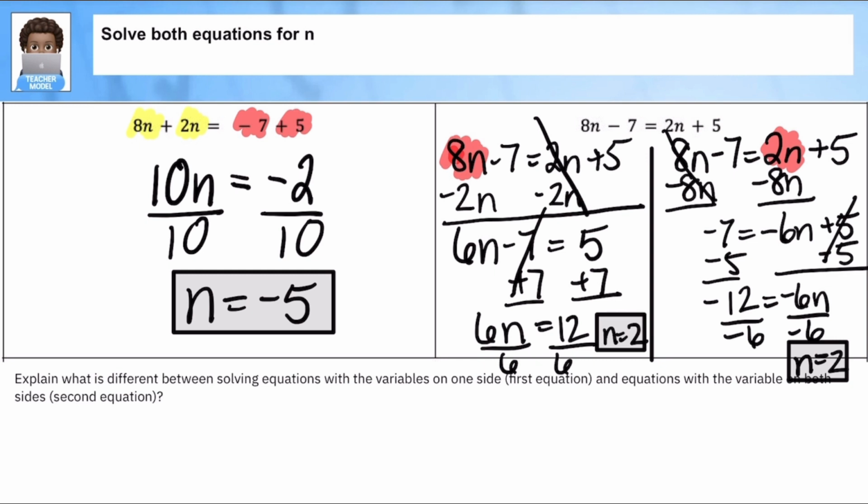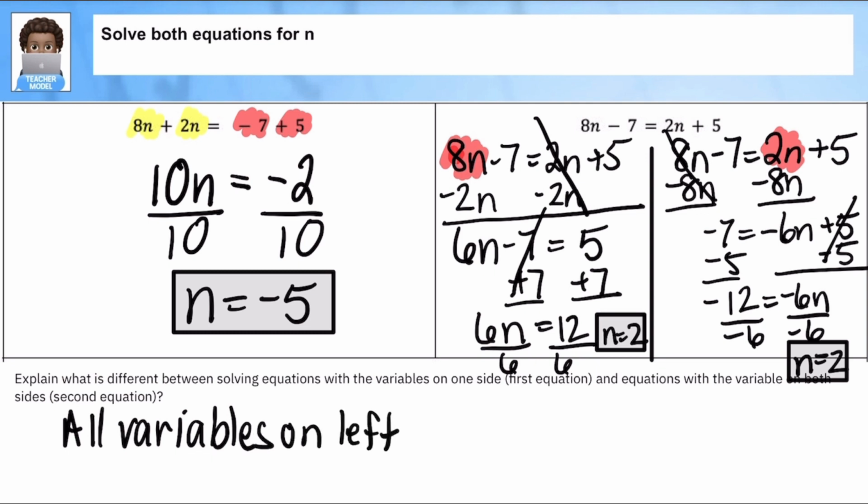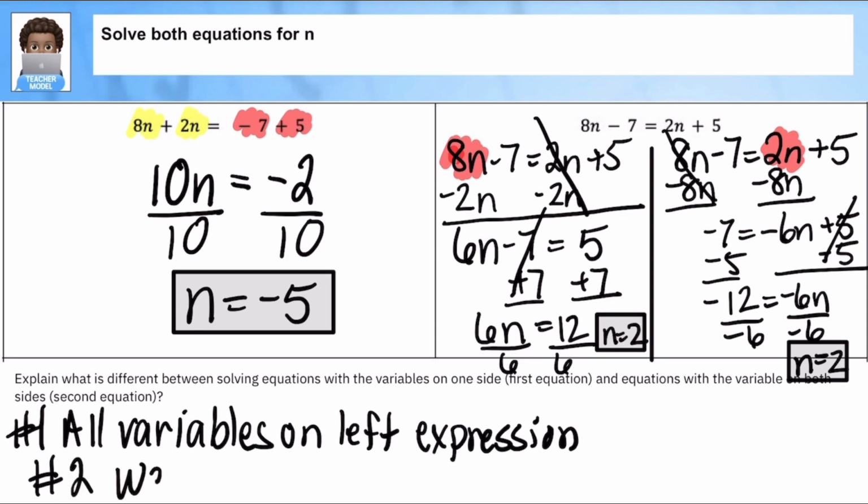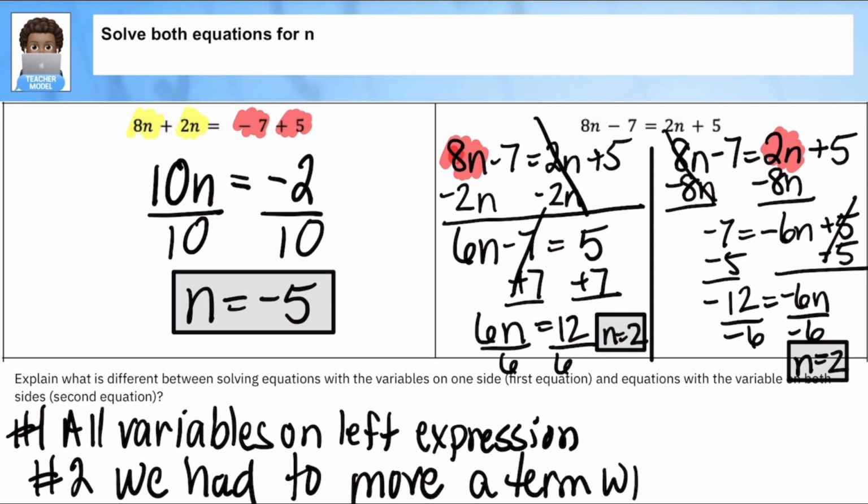All right, so just looking, what was the difference between our first equation and our second example? In the first one, all the variables were already on the left expression. This was in number 1, our first example. In number 2, we had to move a term with variables. And that was the big difference.